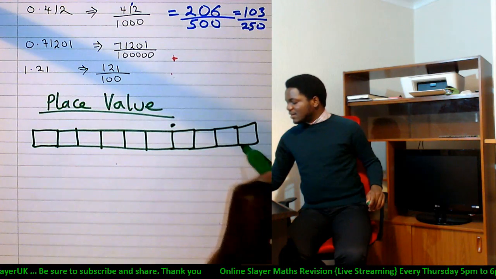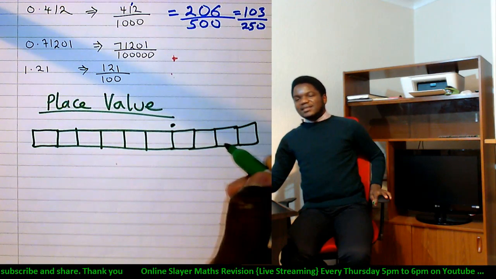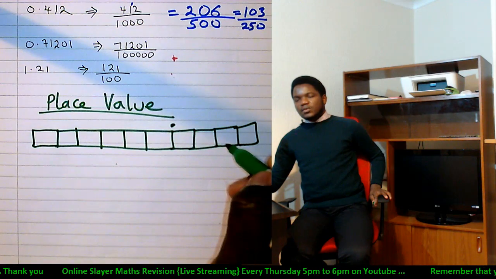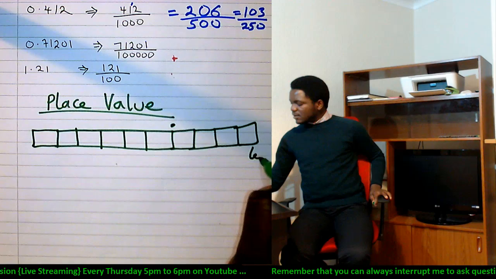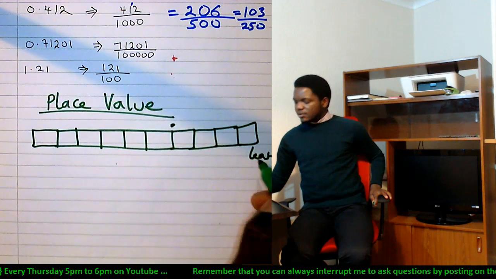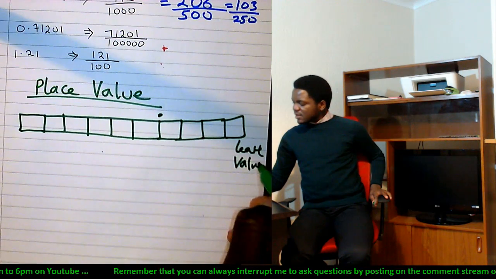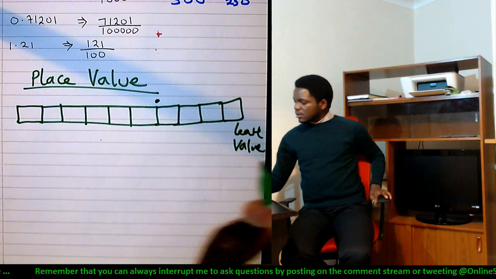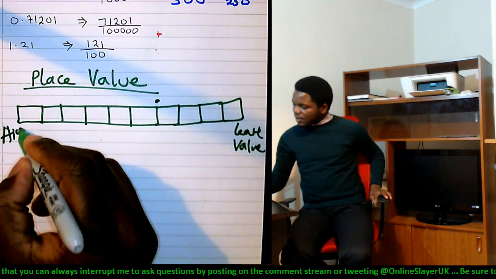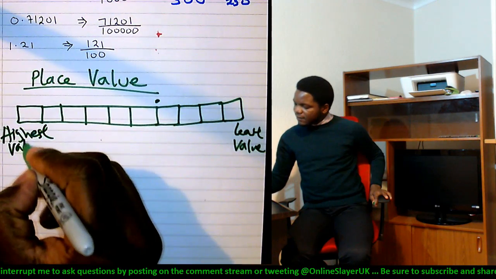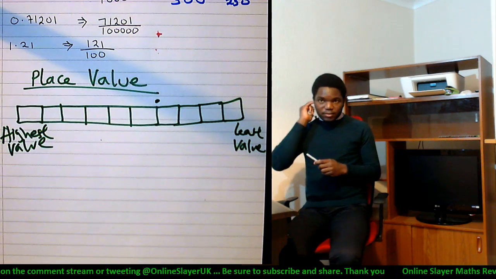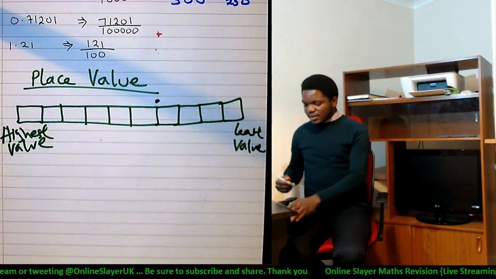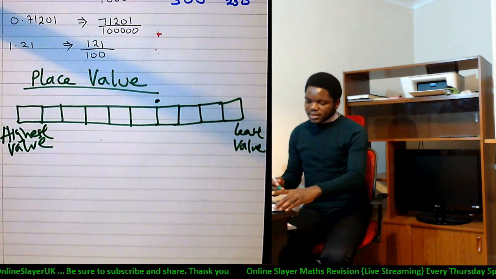Okay, so where is the least value starting from, and where is the highest value in a place? This is the least value. This has got the least value, and this has got the highest value. So this place on the left hand side in a number has got the highest value, while the other place has got the lowest value.